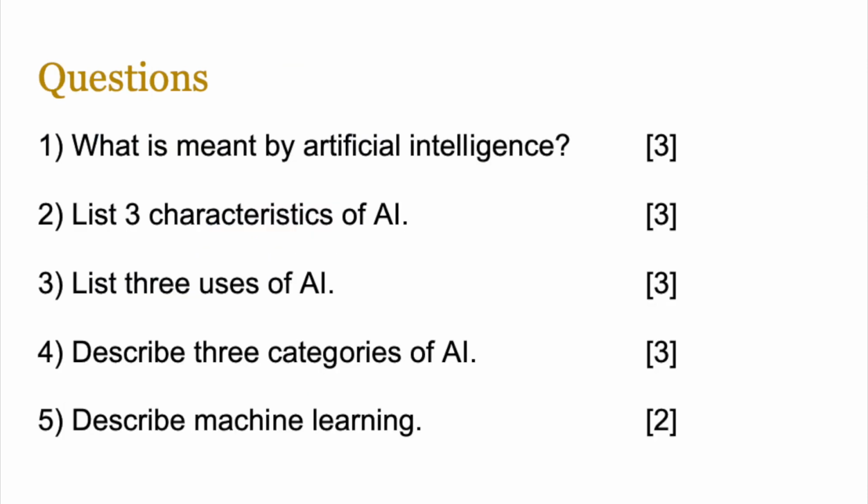Hopefully, you should be able to answer the following questions by now. What is meant by artificial intelligence? You should be able to list three characteristics of AI. You should be able to list three uses of AI or examples of AI. You should be able to describe the three categories of AI, and you should be able to describe what machine learning is.